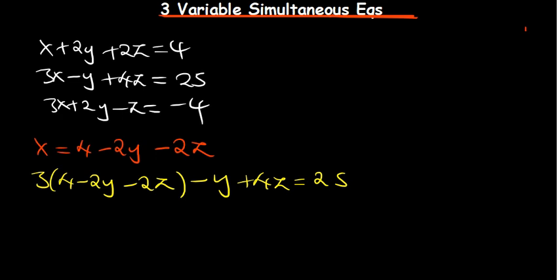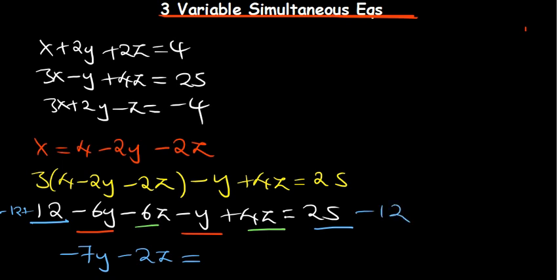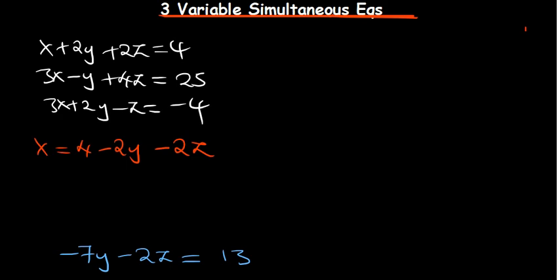So what do we have now? We have 12 minus 6y minus 6z minus y plus 4z is equal to 25. Any like terms? Negative 6y and negative y, negative 6z and 4z, and then of course 12 and 25. So negative 6y minus y is negative 7y, negative 6z plus 4z is just negative 2z. And then on the other side, 25 minus 12, because we'll add a negative 12 both sides. So that's going to be 13, right? Okay, so we've come up with one equation by using the first two. Let's do the same by getting the second two.